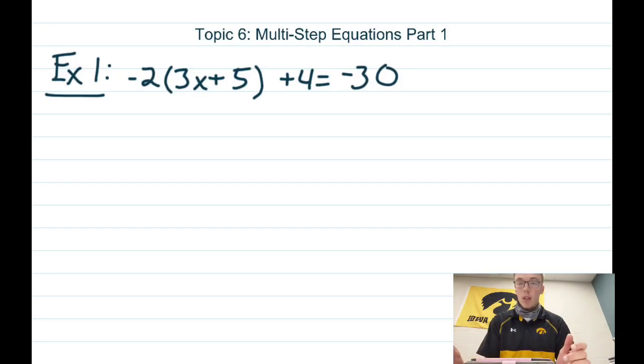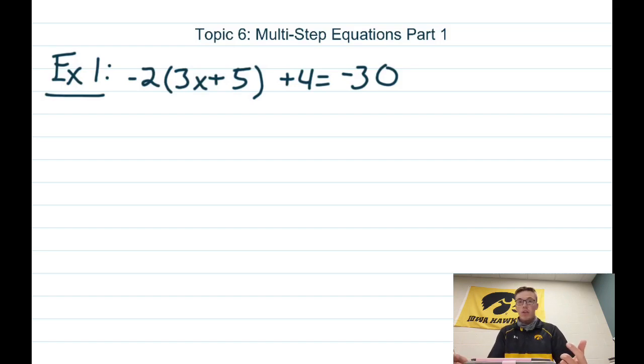Okay, so this video is going to be our topic 6. It is over multi-step equations. So we're going to be using what we learned for distributive property and multiple steps in the distributive property and combining like terms. And we're also going to be using what we learned in the two-step equations, where we're going to be using inverse operations.